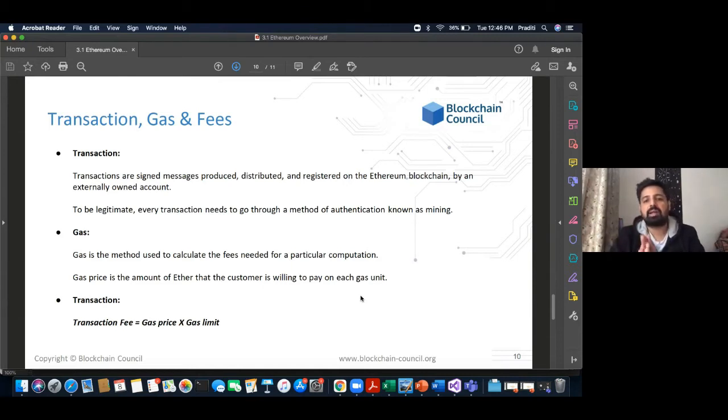Gas price is the amount of ether that the customer is willing to pay on each gas unit. And transaction fee is finally gas price times the gas used. So if your gas price is 20 gwei and the gas used is, let's say, 5,000, you multiply it and then you convert it into the value of ethers. That's the value of your transaction in monetary terms. Whatever it is, it would come to $0.5, $1, whatever it would be, based on the Ethereum price that day.